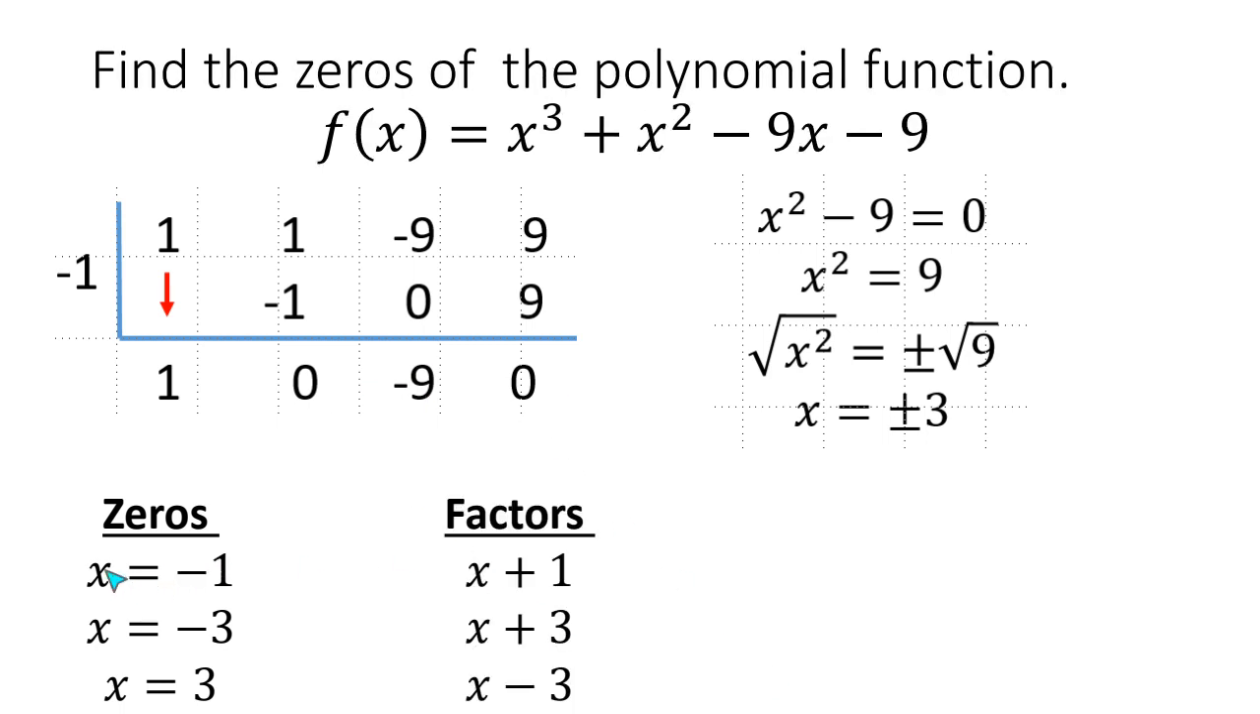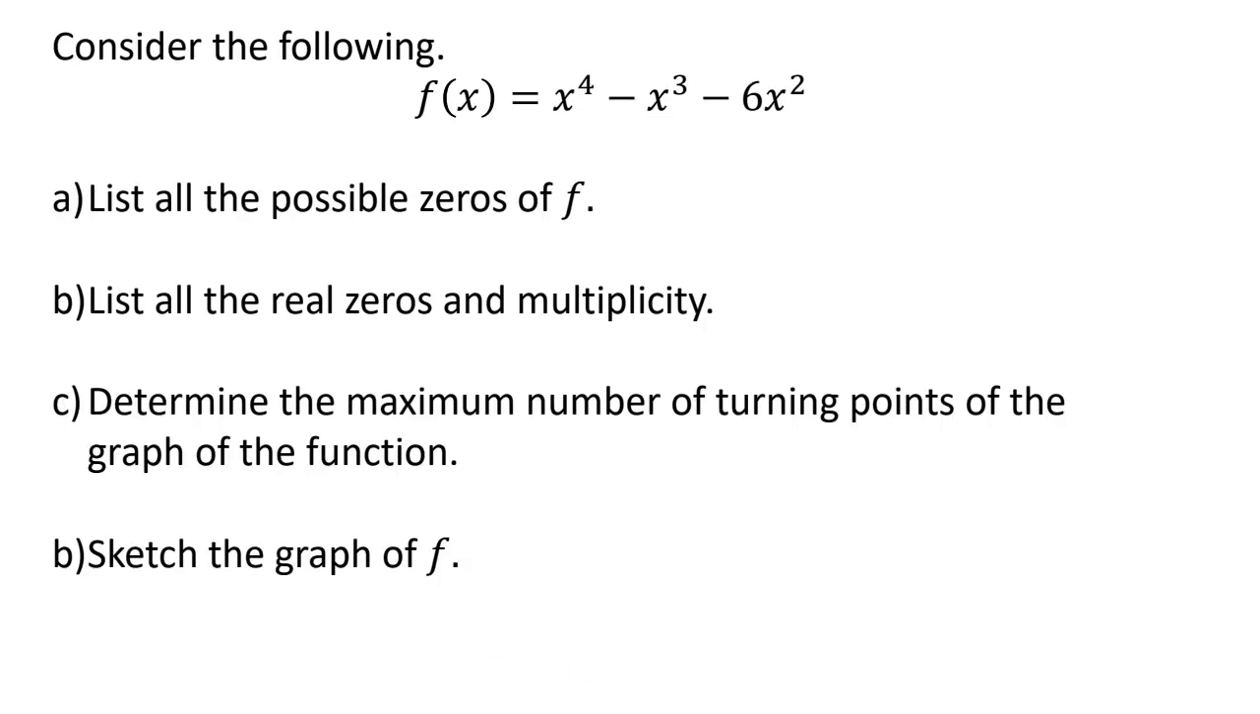And then the factors, in some examples, you might need to use factors. So to get a factor, we just add 1 on both sides. So we get x plus 1. Take the -3 to this side by adding 3. So we get x plus 3 and x minus 3. We'll use the factors in a little bit.